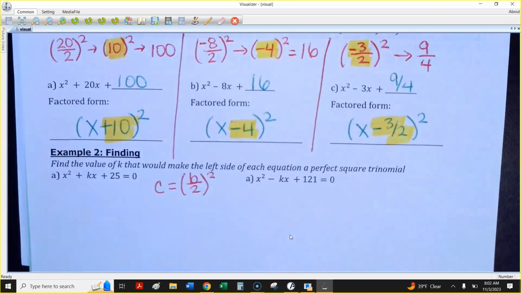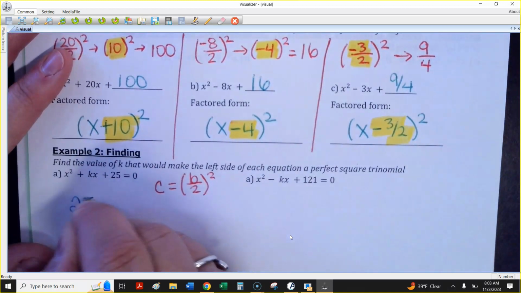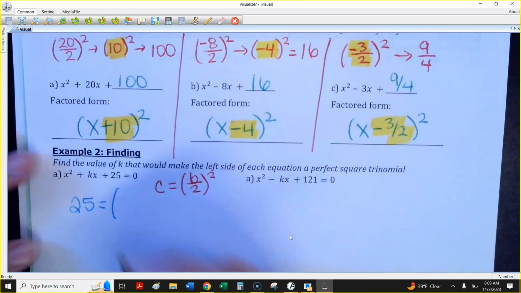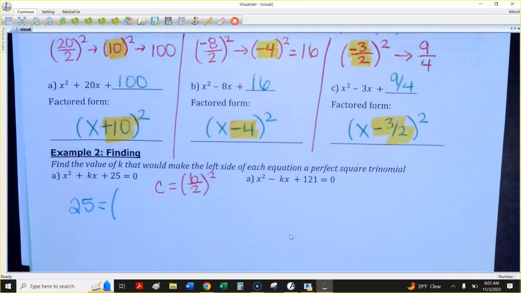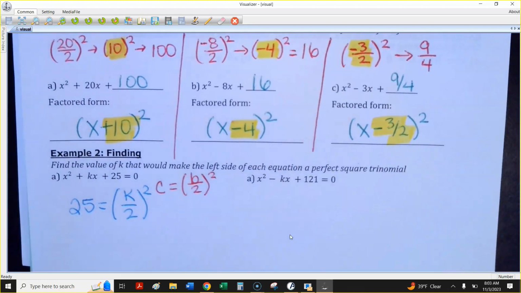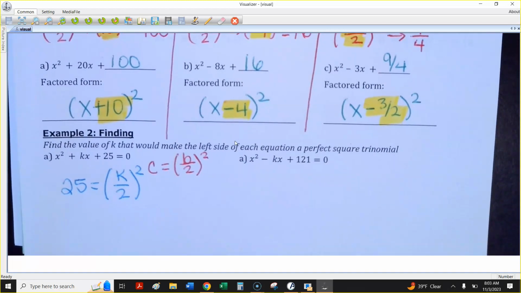Both of these questions actually have two answers. So here's what we have. I have 25, that's my constant. That needs to be equal to my b value divided by 2 squared. Now, in the problem, they represent b with the letter k, so I'm just going to put a k right here. How would you solve that equation to figure out what k is?